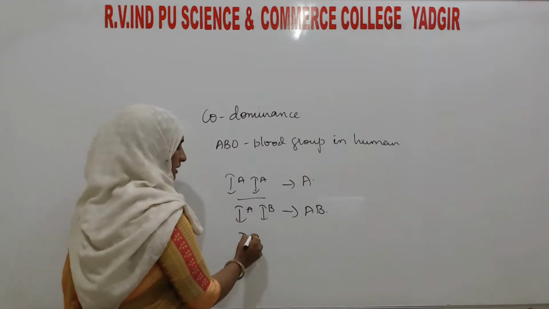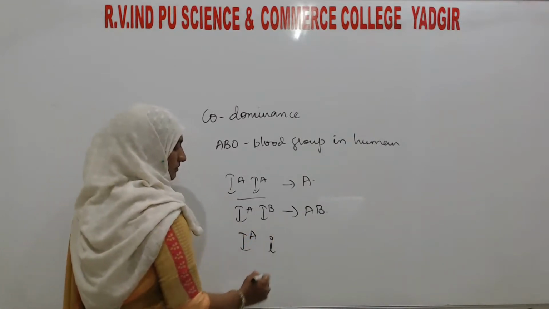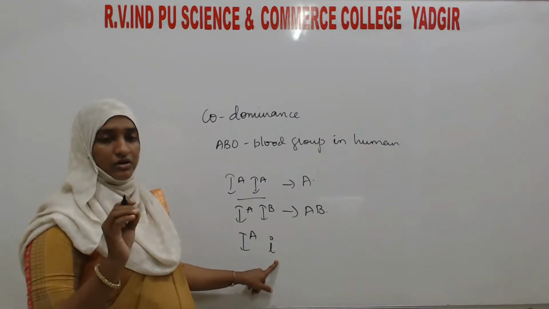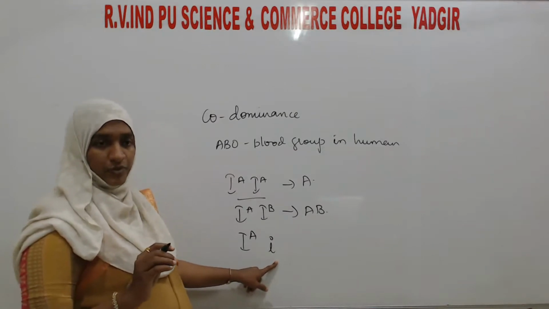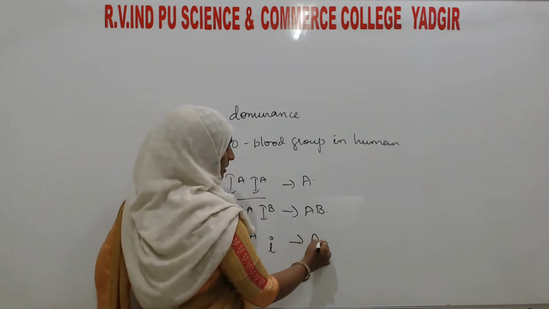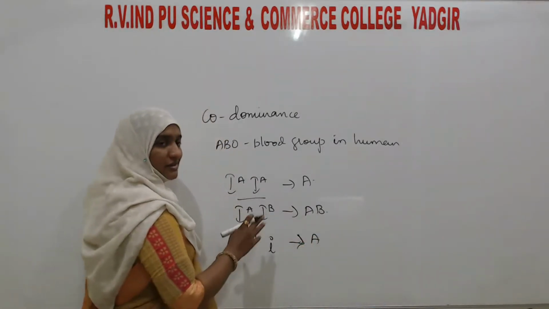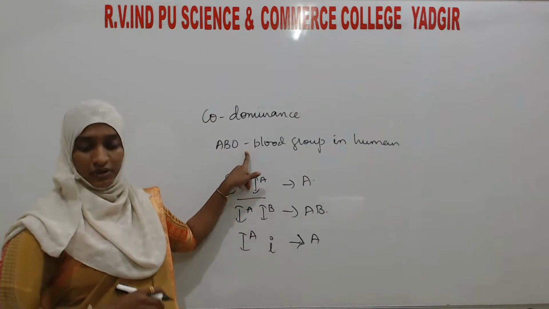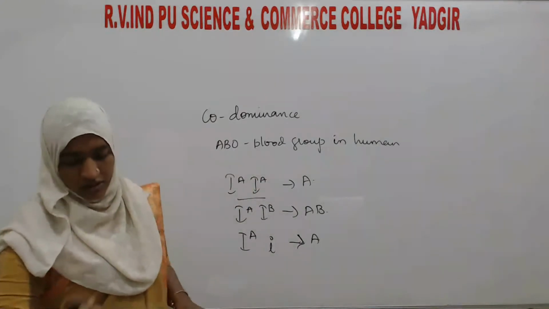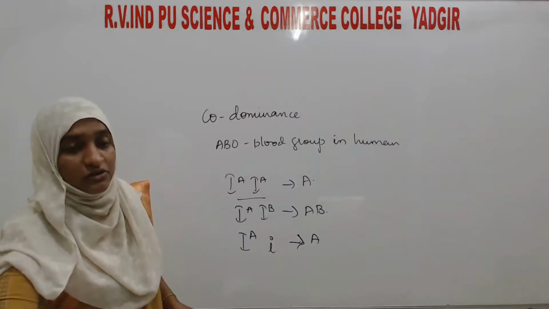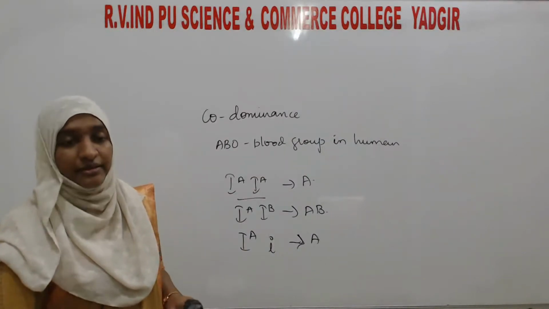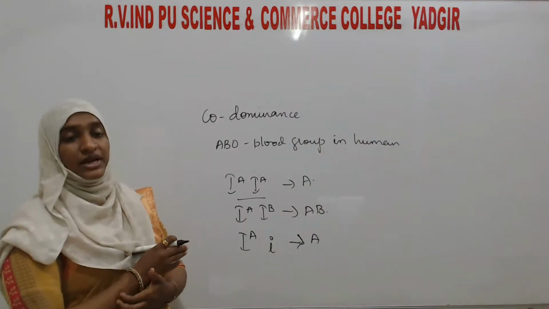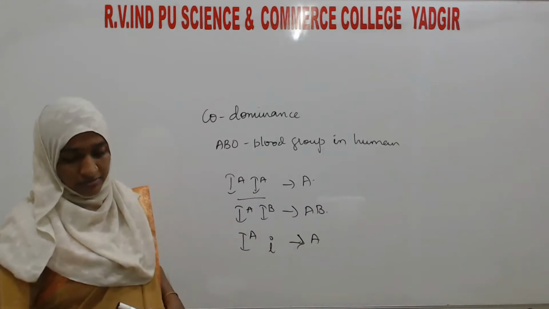One more condition, IA and small i. This is the recessive gene, which does not have any sugar polymer. So here the blood group will become A. In this sense, we have studied the phenotype and genotype of the ABO blood group. We can also take this as an example for multiple alleles.